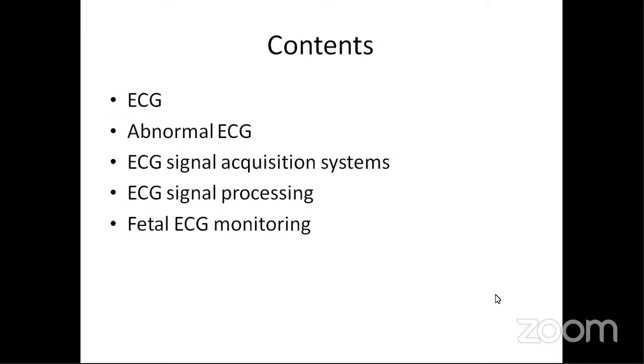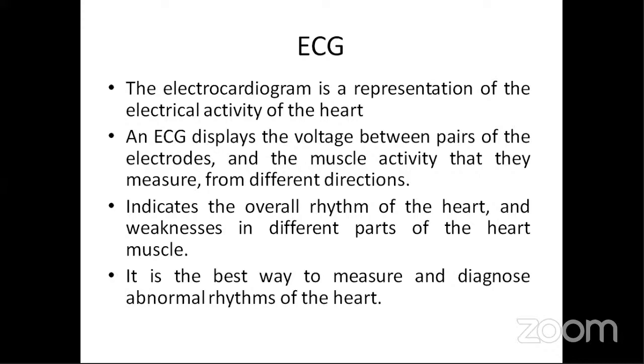We know ECG, the electrocardiogram, is a representation of the electrical activity of the heart. It displays the voltage difference between a pair of electrodes, which is actually the muscle activity. It measures muscle activity, so that's why it is the representation of the electrical activity of the heart. From the ECG, you can get the overall rhythm of the heart and weakness in different parts of the heart. It is the best way to measure and diagnose abnormal rhythms or abnormality in the heart.